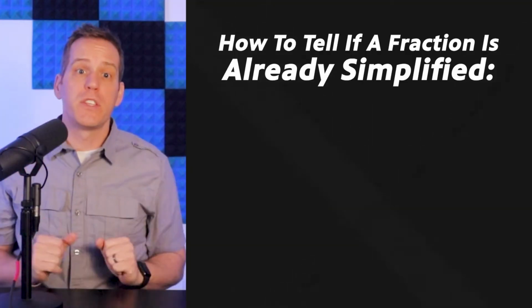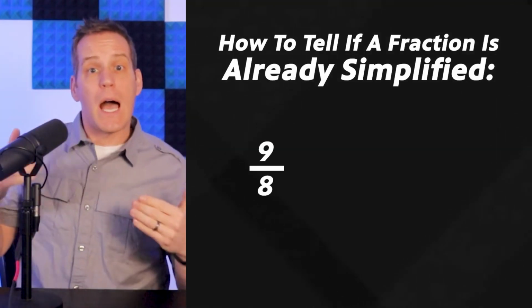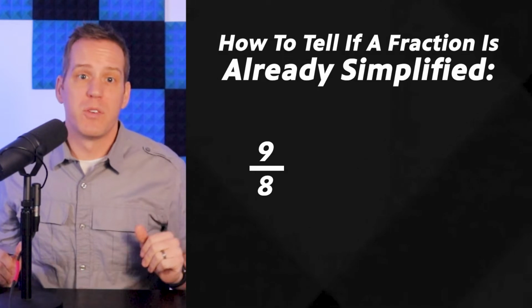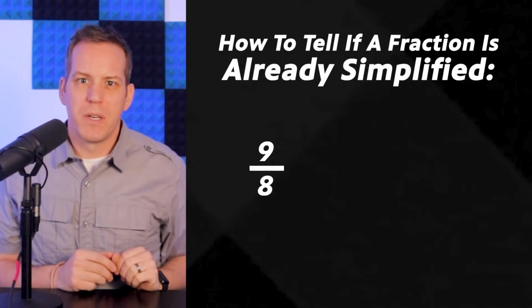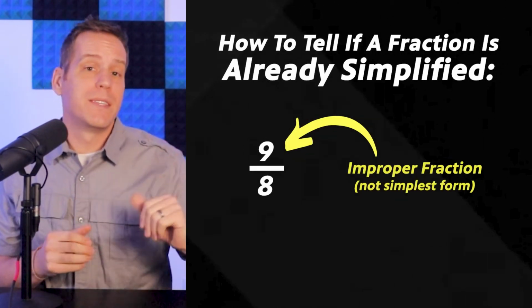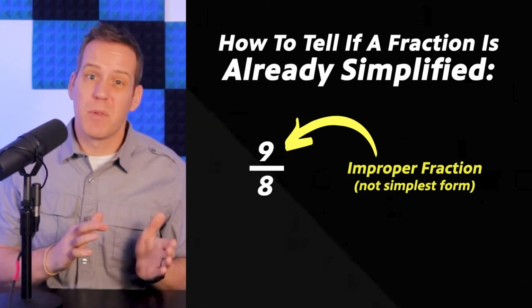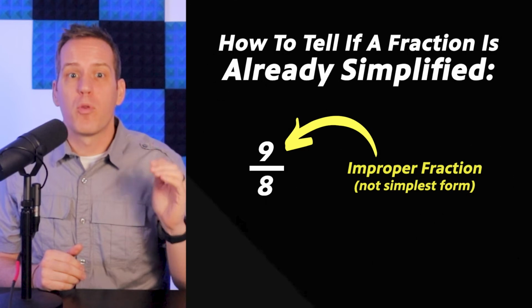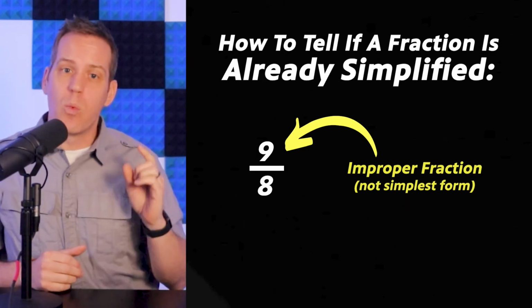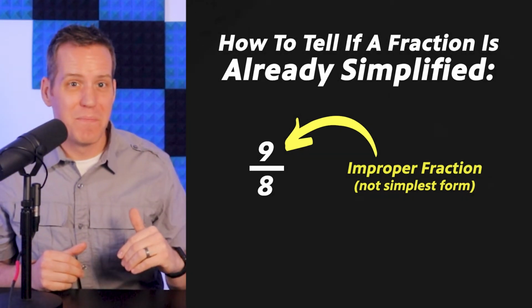Now, I should mention this though. If you had a fraction like 9/8, then you would have some work to do because that's an improper fraction, where the numerator is greater than the denominator. What I'm showing you here is that the sequential order of fractions and simplifying only works with regular, proper fractions where the numerator is 1 less than the denominator.